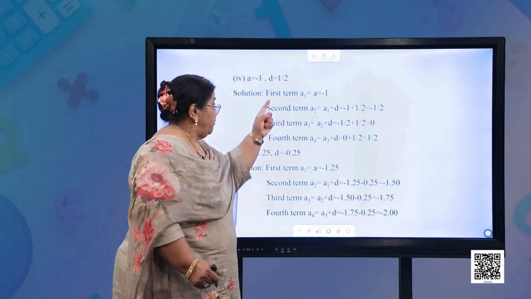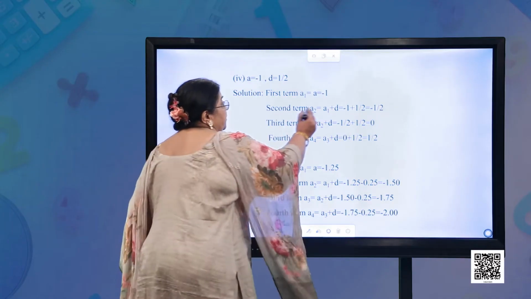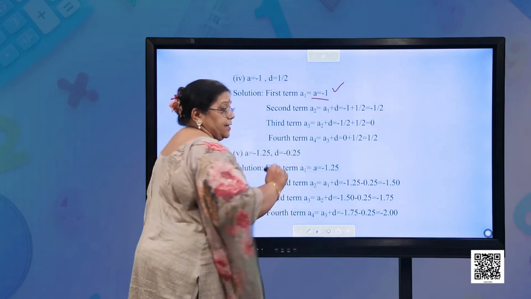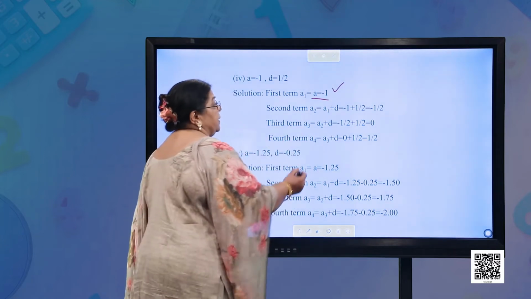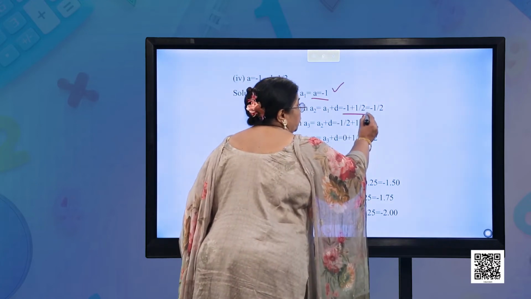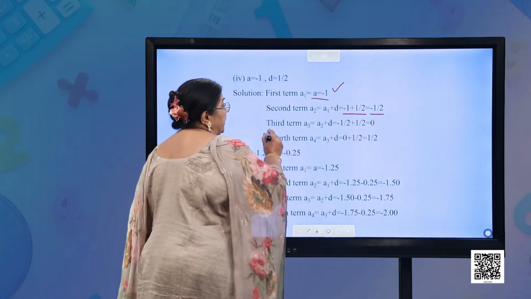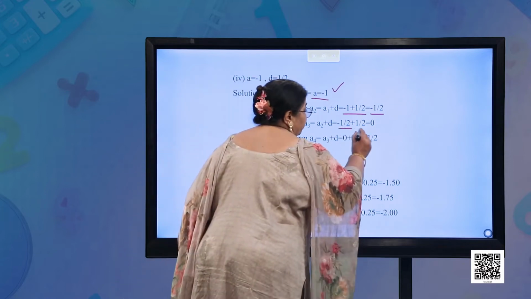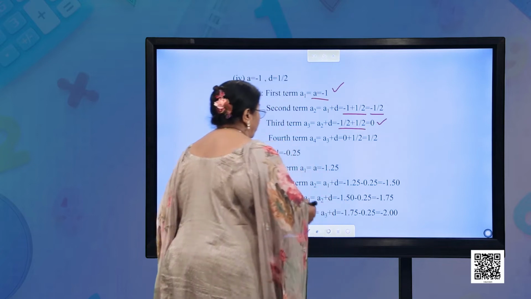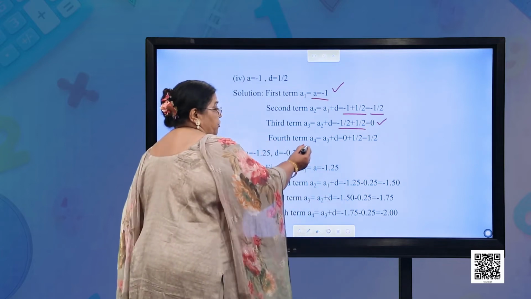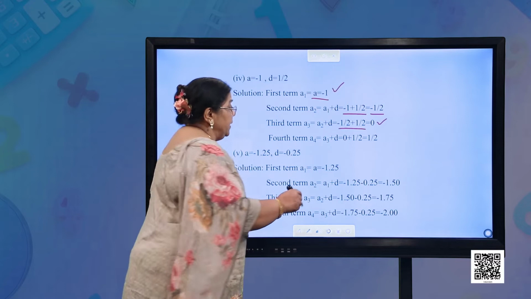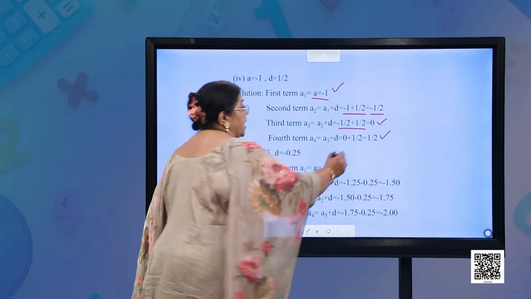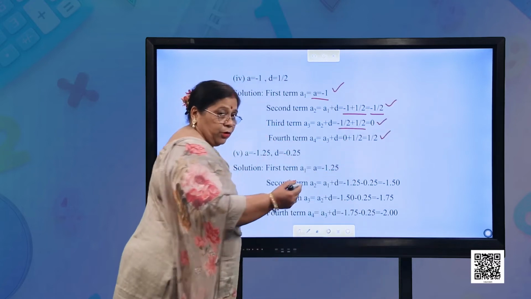Common difference is 1 upon 2. So, first term we denote by a, that is minus 1. Second term is written as a2 as a1 plus d. So, minus 1 plus 1 upon 2 will be equal to minus 1 upon 2. Third term is a3 written as a2 plus d, minus half plus half, that is equal to 0. Fourth term obviously will be a4 written as a3 plus d, or 0 plus 1 upon 2, that is 1 upon 2. So, these are the four terms we get, next four terms.